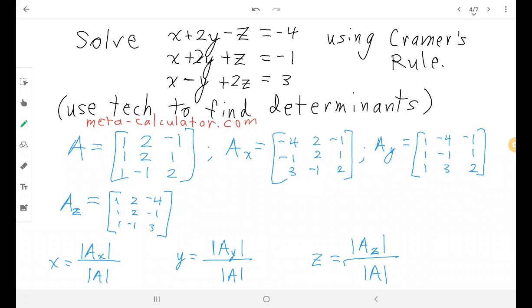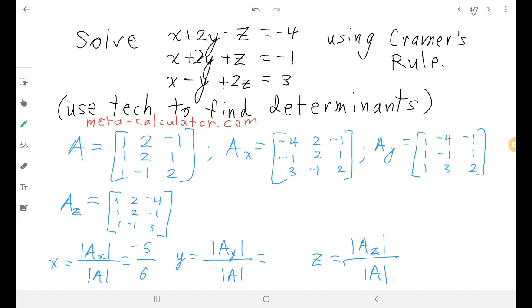All right, and what I can do is I can get the determinant of B, which is the determinant of A sub x, and I'll write that down here. That's negative 5. And I can get the determinant of matrix A, which is 6. So now immediately I know the answer to the x value. It is negative 5/6.